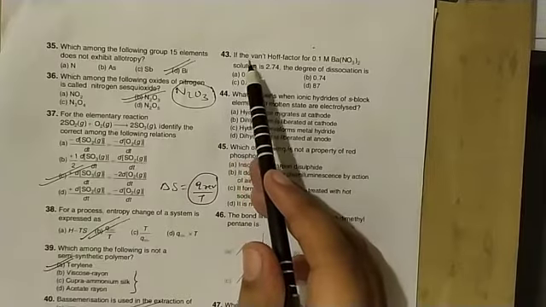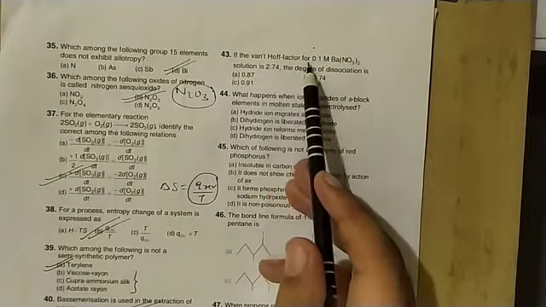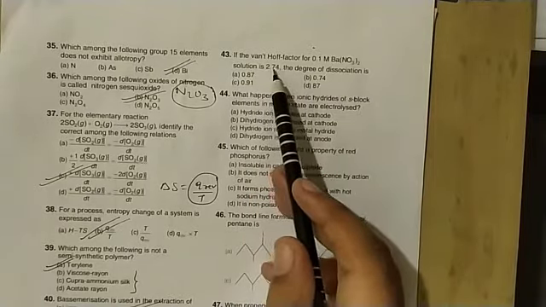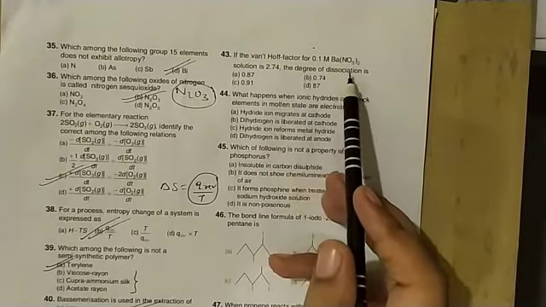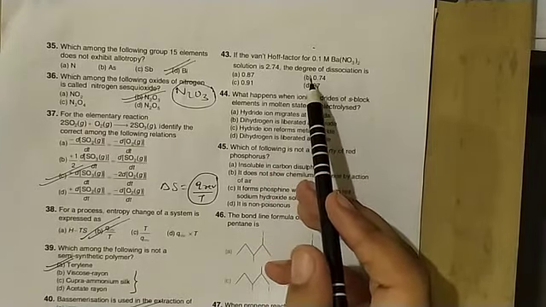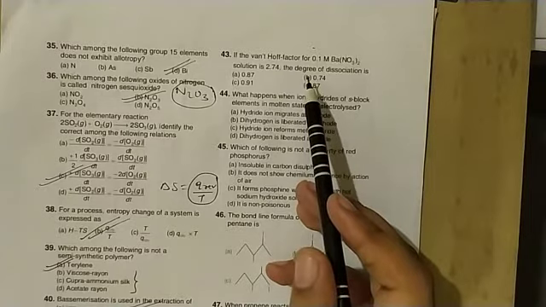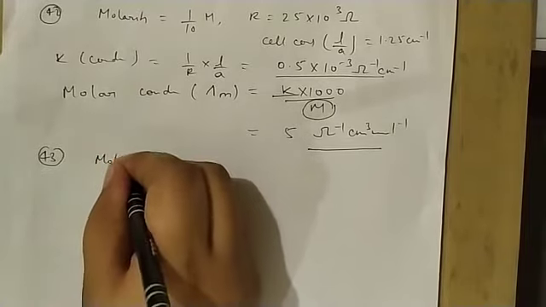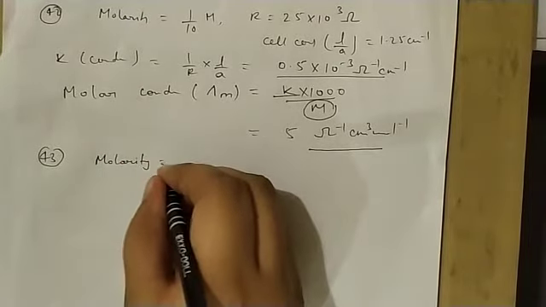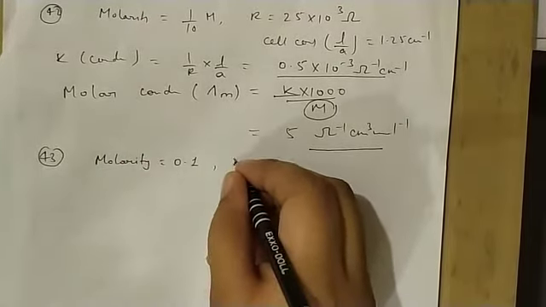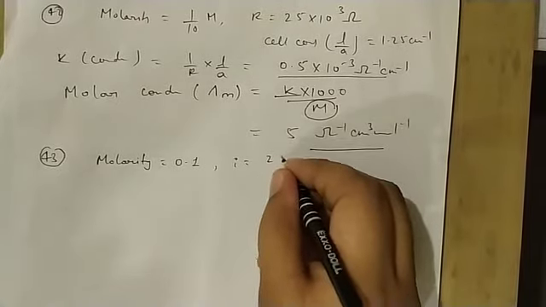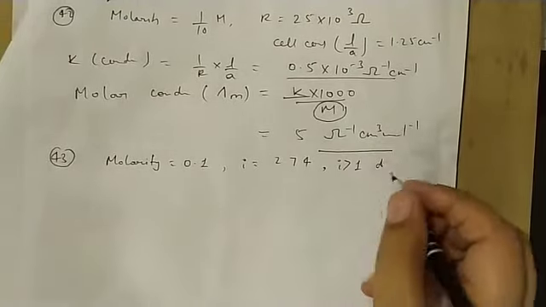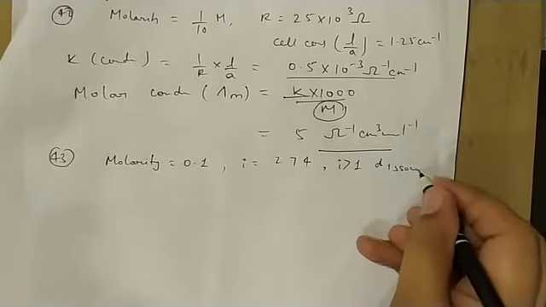Question number 43 is, if the Van't Hoff factor for 0.1 molar Ba(NO3)2 solution is 2.74, what is the degree of dissociation? So we have to calculate the degree of dissociation in this question. Let us solve it. Molarity is given, 0.1. Van't Hoff factor i is equal to 2.74, and here we know that i is greater than 1. Value of i is greater than 1. So dissociation is going on.